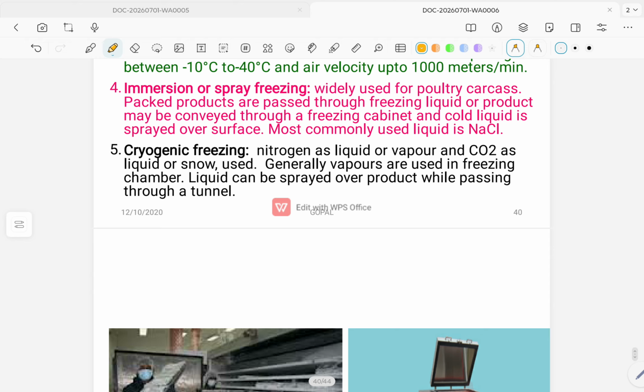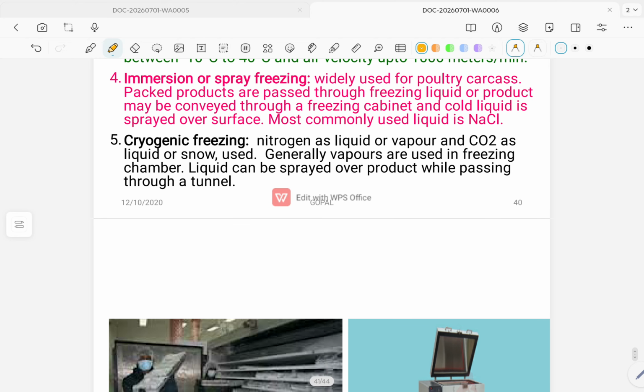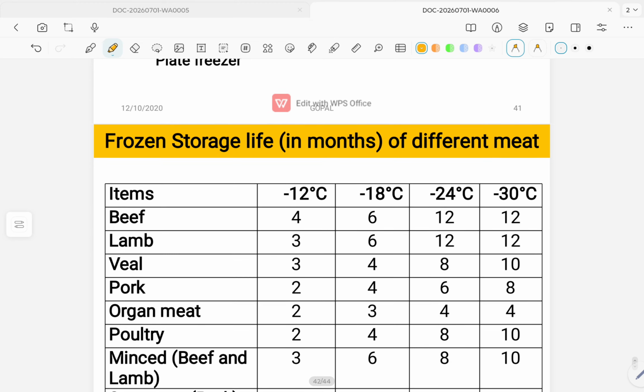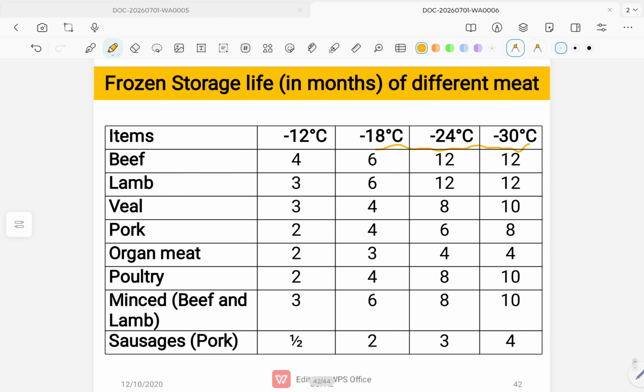Cryogenic freezing: nitrogen as liquid or vapor and CO2 as liquid or snow are used. Generally, vapor is used in freezing chamber. Liquid can be sprayed over product while passing through a tunnel. Frozen storage life in months of different meat items at -12, -18, -24, -30 degrees Celsius: beef, lamb, veal, pork, organ meat, poultry, minced beef and lamb, sausage.